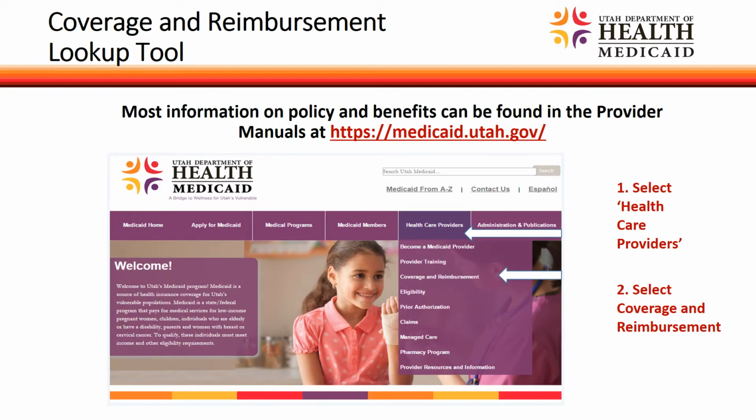Now let's go over the coverage and reimbursement lookup tool. Most information on policy and benefits can be found in the provider manual at medicaid.utah.gov. The first thing you're going to select on this page is healthcare providers. Then you will select coverage and reimbursement.